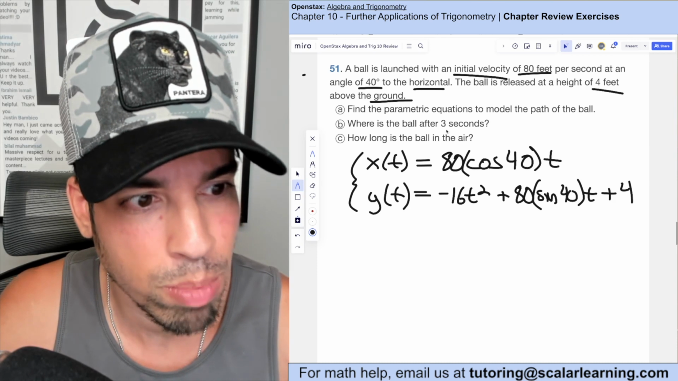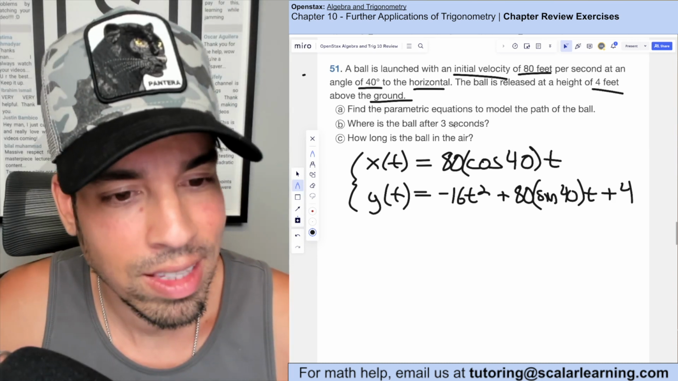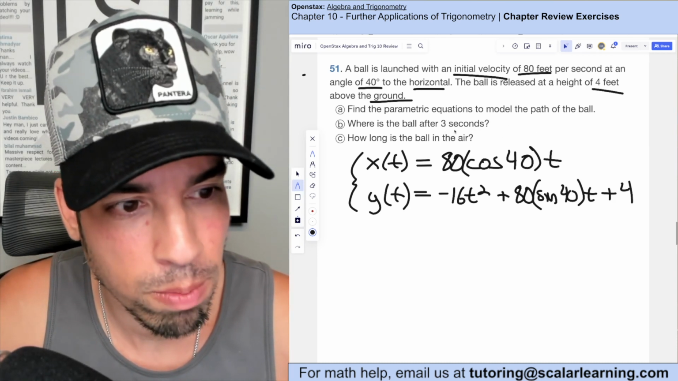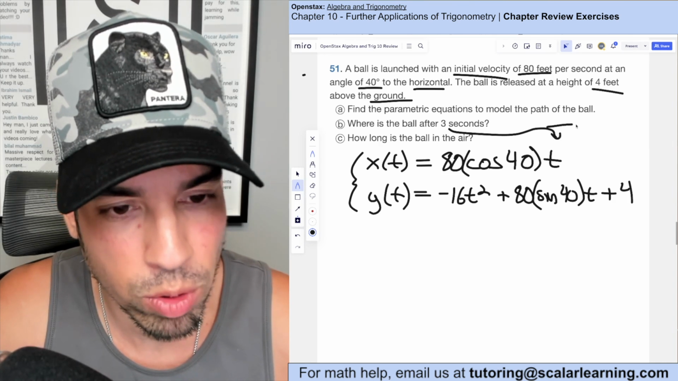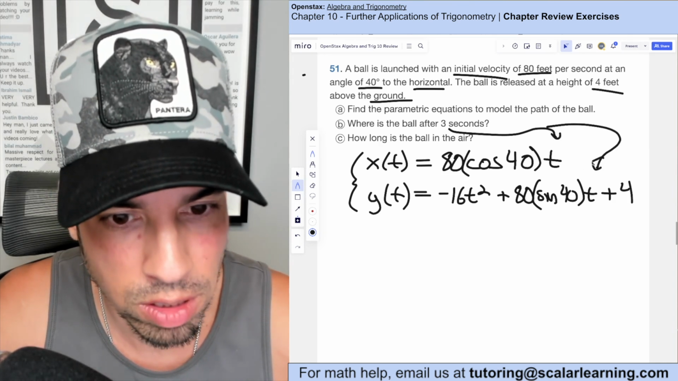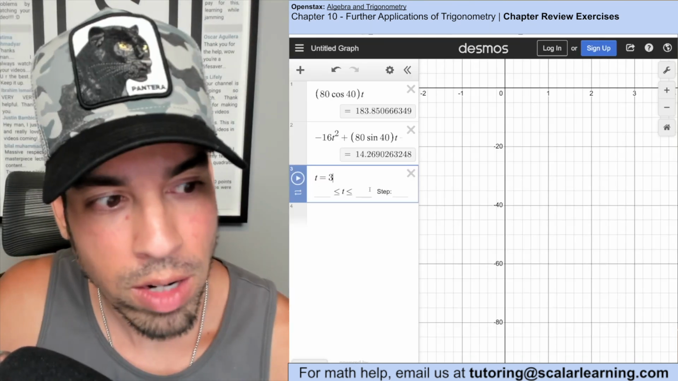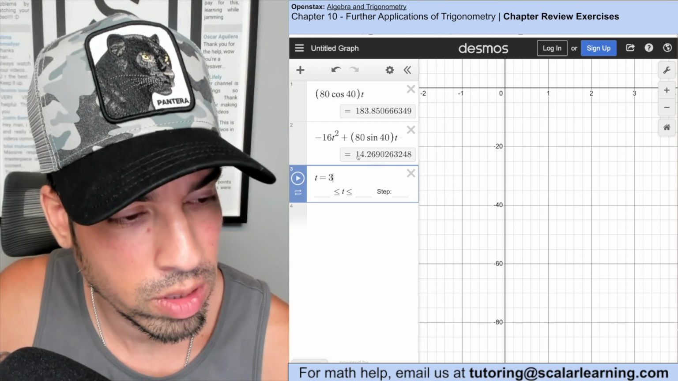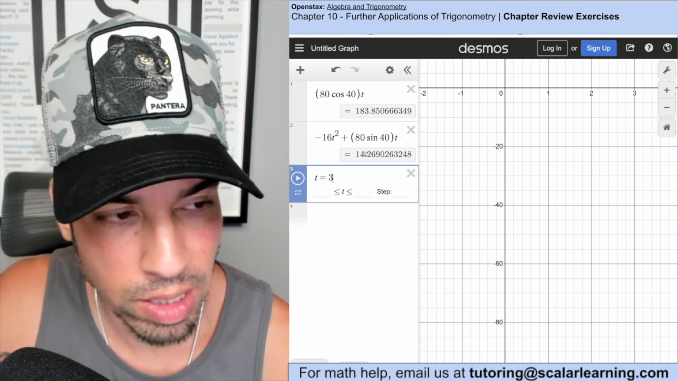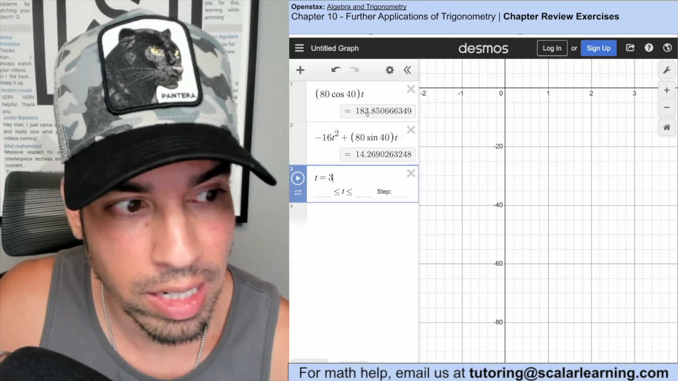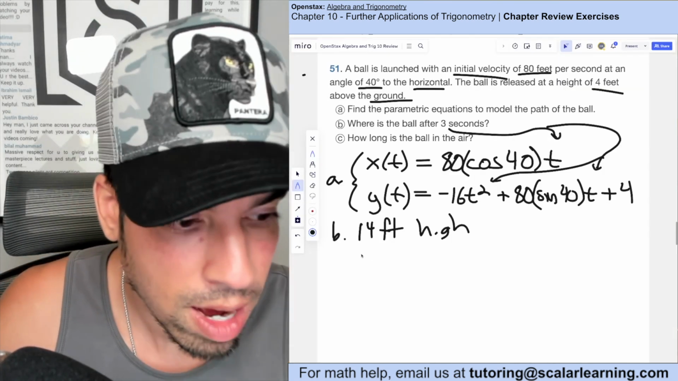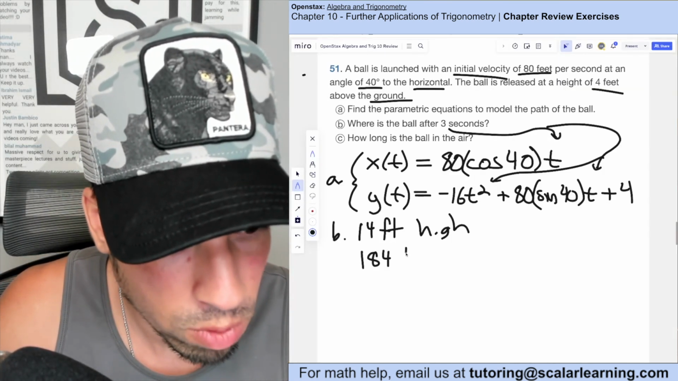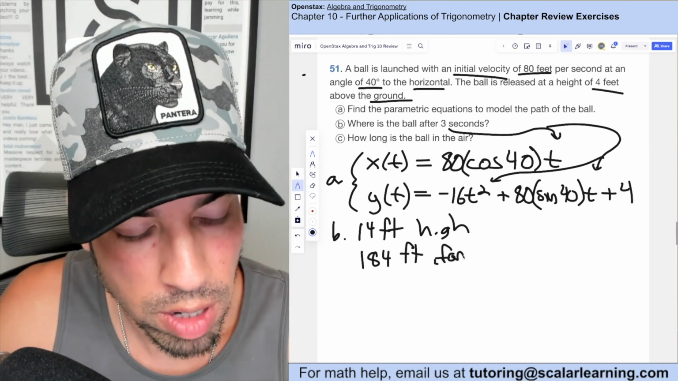Now it says, where's the ball after 3 seconds? So to get this, we need to plug 3 in for both of these equations to figure out both the horizontal and vertical distance. So let's do that in Desmos now. So rounded to the nearest whole number, the vertical distance is 14 feet, so it's 14 feet high. The horizontal is 184 feet. So we have 14 feet high and 184 feet. We'll just say forward, I guess, for the x.